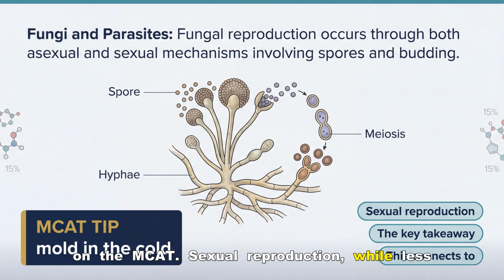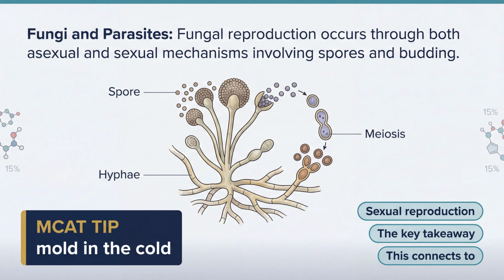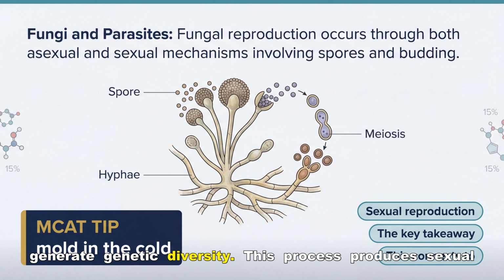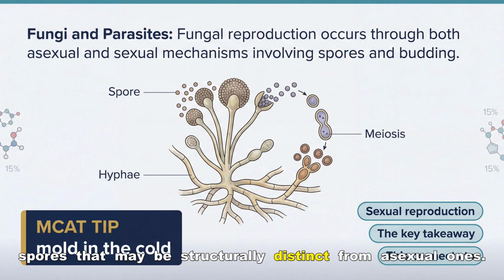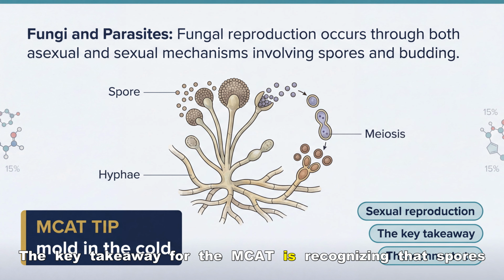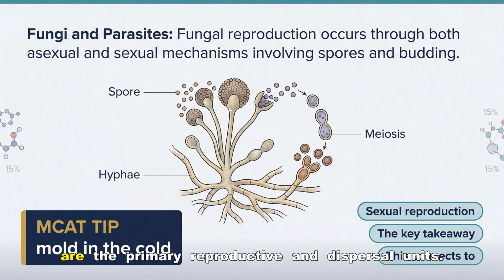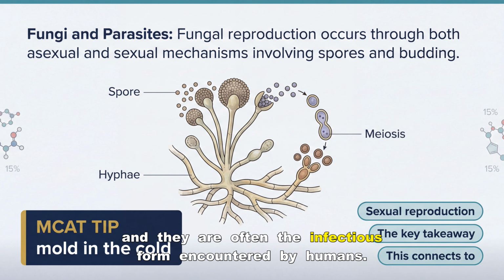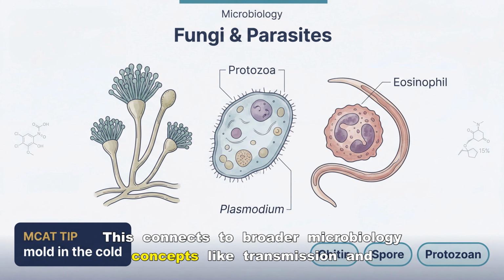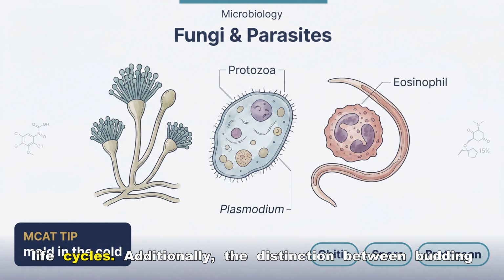Sexual reproduction, while less emphasized clinically, involves the fusion of hyphae from different mating types, followed by meiosis to generate genetic diversity. This process produces sexual spores that may be structurally distinct from asexual ones. The key takeaway for the MCAT is recognizing that spores are the primary reproductive and dispersal units, and they are often the infectious form encountered by humans. This connects to broader microbiology concepts like transmission and life cycles.